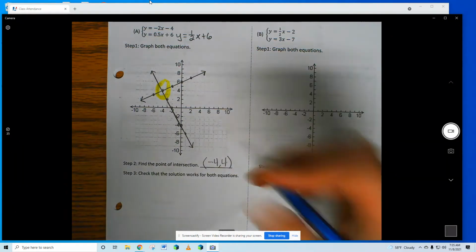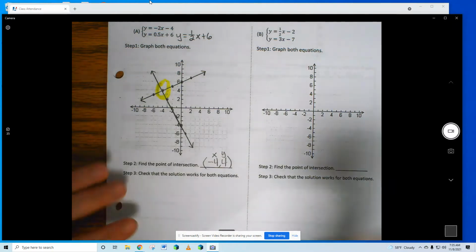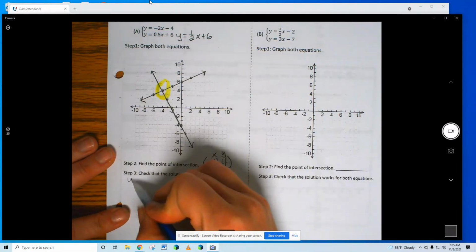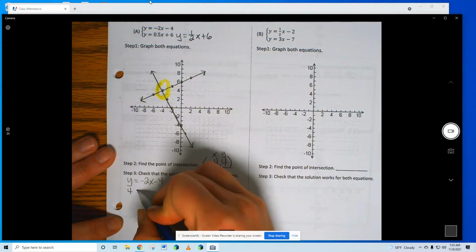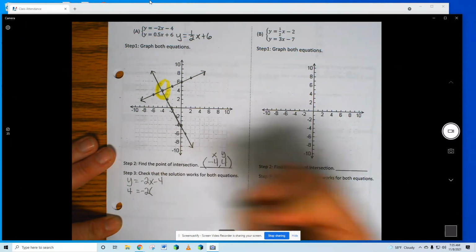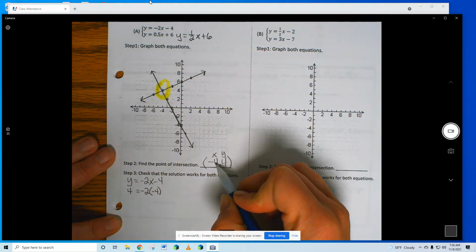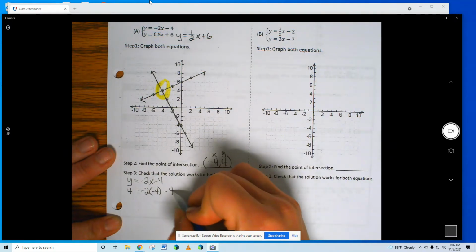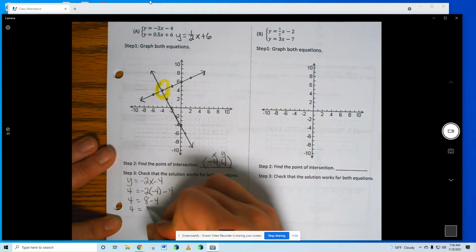If I think that my x is negative 4 and that my y is positive 4, I am plugging in those values for x and y. Let me show you what that looks like. For the top equation, y equals negative 2x minus 4. Instead of y, I'm going to put a 4 because that's what I think y is. And instead of x, I'm going to put a parentheses and plug in what I think x is. I think x is negative 4. Does 4 equal 8 minus 4? Yes.